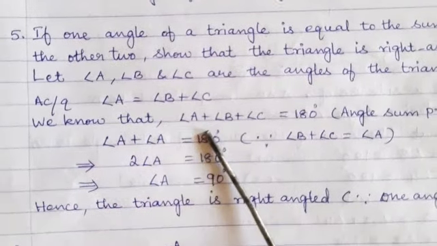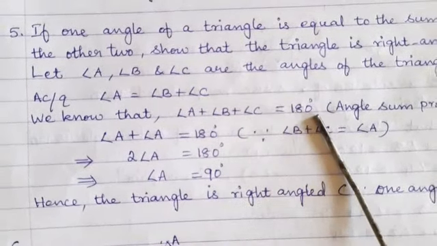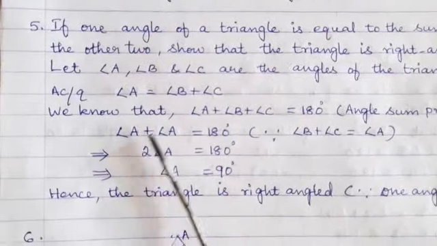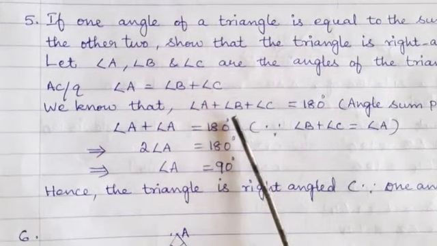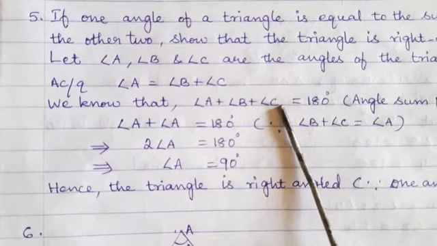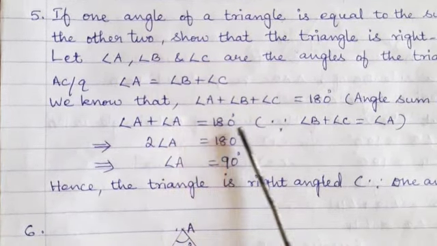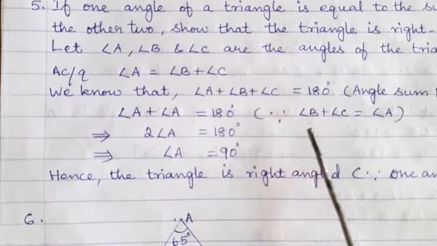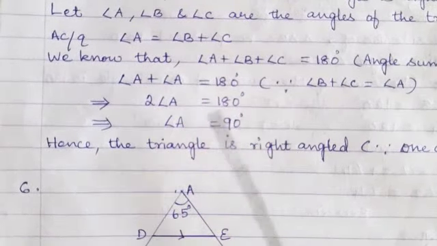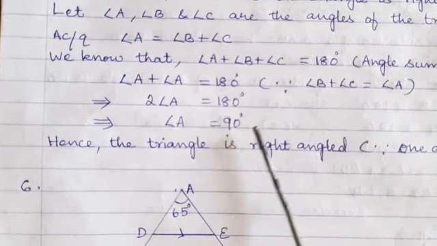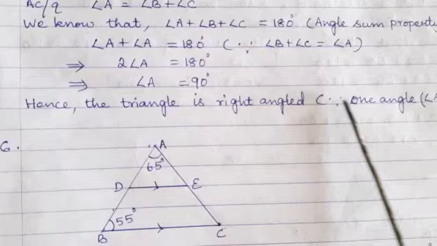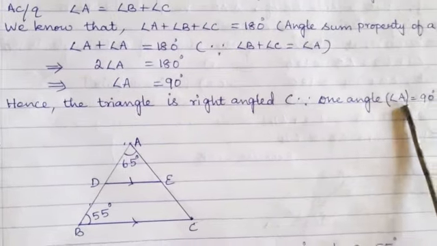We know that angle A plus angle B plus angle C equal to 180 degrees. The reason is angle sum property of a triangle. So angle A plus angle B plus angle C, and since angle B plus angle C equal to angle A, in the place of angle B plus angle C I am writing angle A. That is equal to 180 degrees. So 2 angle A equal to 180 degrees, then angle A equal to 180 by 2, that is 90 degrees. Hence the triangle is a right triangle. If one angle of a triangle is 90 degrees, then the triangle is a right triangle.